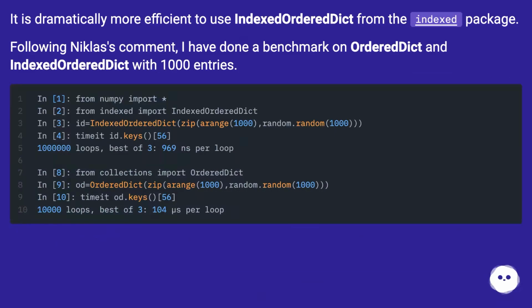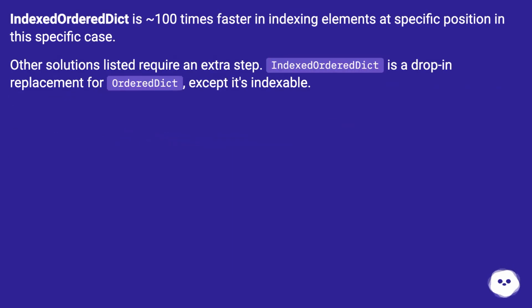It is dramatically more efficient to use indexed.OrderedDict from the indexed package. Following Nicholas's comment, I have done a benchmark on OrderedDict and indexed.OrderedDict with 1000 entries. indexed.OrderedDict is 100 times faster in indexing elements at specific positions in this specific case. Other solutions listed require an extra step. indexed.OrderedDict is a drop-in replacement for OrderedDict, except it's indexable.